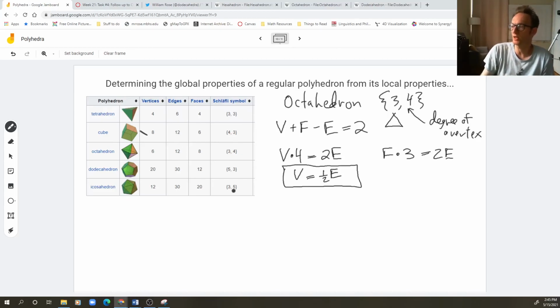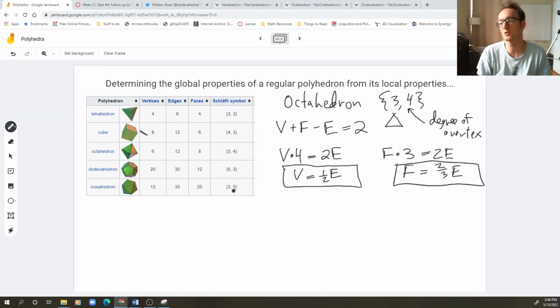And over here, okay, getting confidence back, let's just solve for F. What do we get? We get 2/3 E. In other words, I don't know what I said a second ago. That might have been wrong. Yeah, twice as many. The number of edges is twice the number of vertices, and in here, the number of edges is 1.5 times the number of faces.